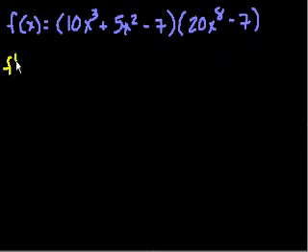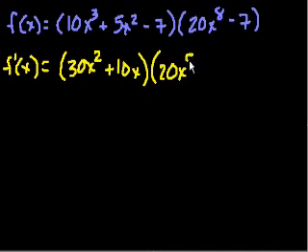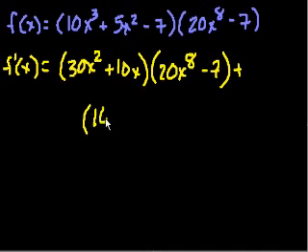So then we say f prime of x. What's the derivative of this first expression? It's 30x squared plus 10x. And I just multiply it times this expression, 20x to the 8th minus 7. And I add that to the derivative of the second expression, which is, this is all in one line, but I ran out of space, 160x to the 7th. 8 times 20 is 160. And then the derivative of 7 is 0, so it's just 160x to the 7th times this first expression.